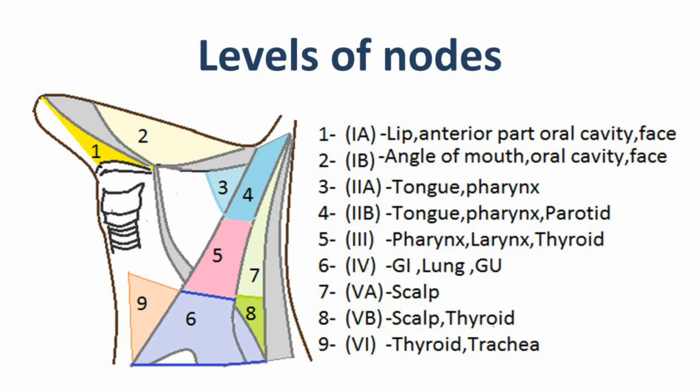This is the classification of cervical lymph nodes into 6 levels according to the American Academy of Otolaryngology. As you can see, there are 6 levels of nodes. Levels 1, 2 and 5 are further subdivided into levels 1A, 1B, 2A, 2B, 5A and 5B respectively.